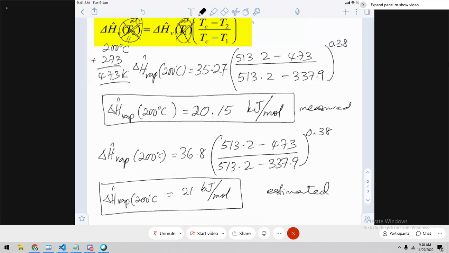Anybody getting a different value? Because I just got that value from the textbook. I'm not sure whether it should be exactly 21. It might be rounded off. Anybody? Same, doctor. Same. Good.